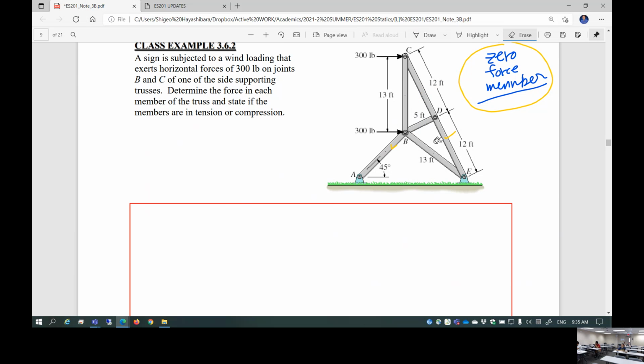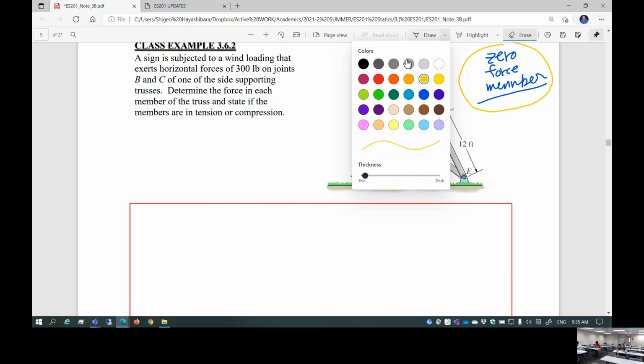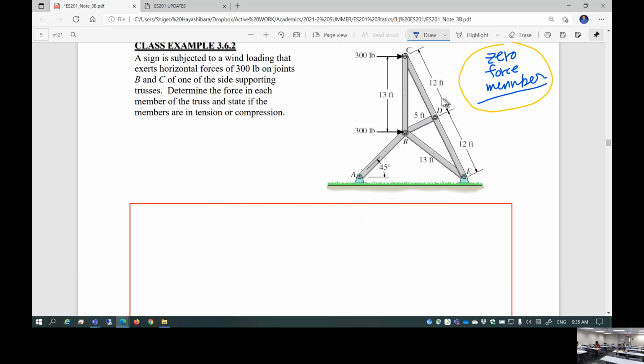Do you follow? So of course, first step. Zero force member. This is completely ignored. This is 0. So you can basically say F_BD is equal to 0. So one answer is already given by just observation. Why is this a zero force member? Could you please tell me that? Why is this a zero force member?